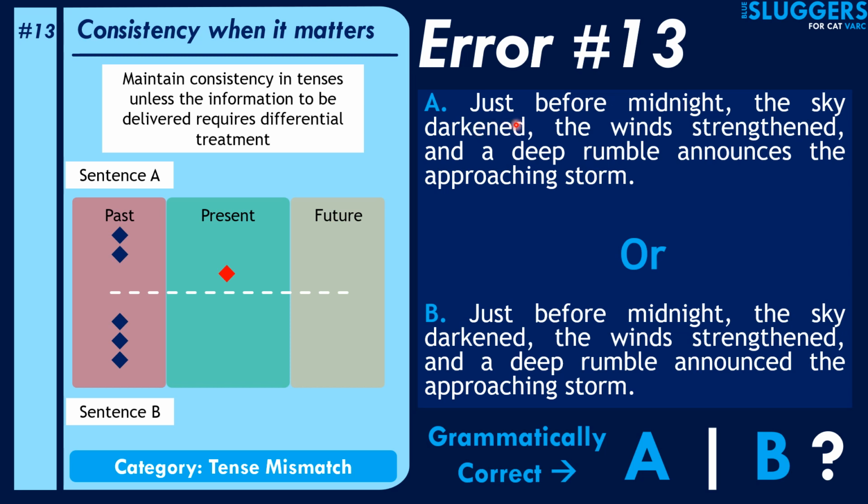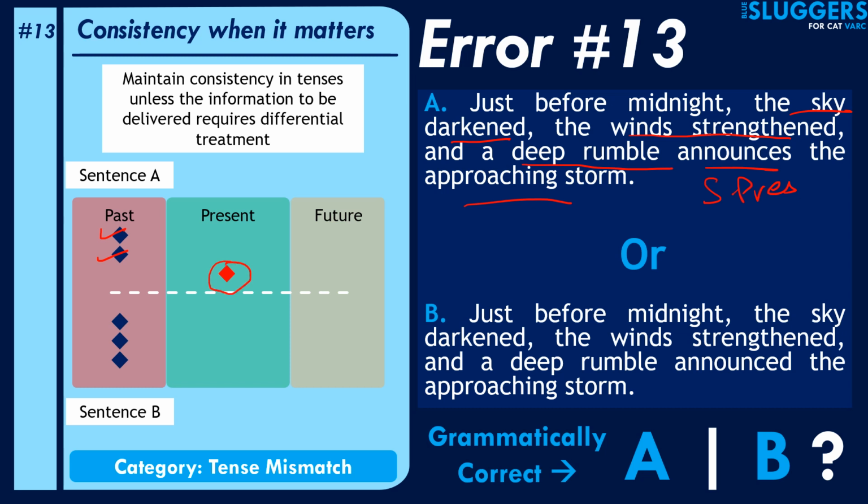So let's look at the first sentence to understand this better. It says, just before midnight, the sky darkened, the wind strengthened, and a deep rumble announces the approaching storm. Now, if you notice here, the sky darkened, past tense, the wind strengthened, again simple past tense, and the third part, a deep rumble announces the approaching storm, is simple present tense. So two events are in the past, and then suddenly the third event is in the present tense.